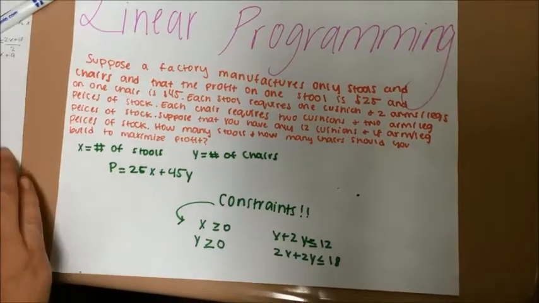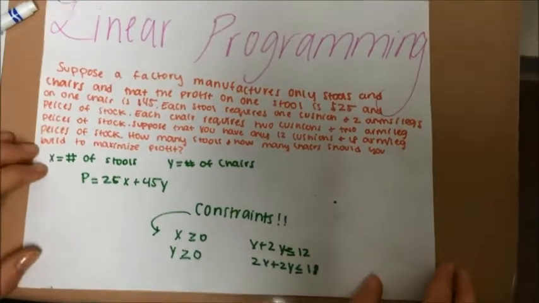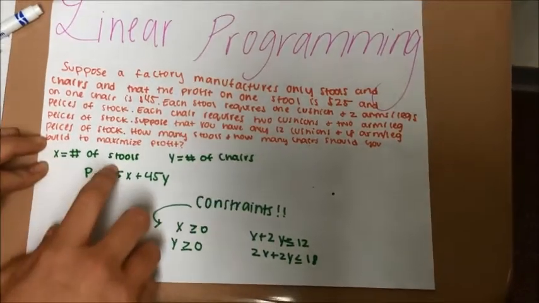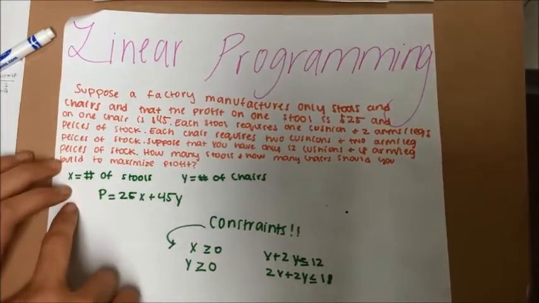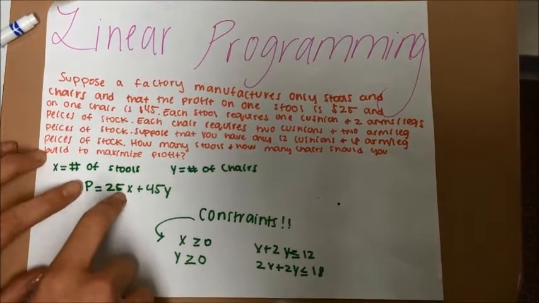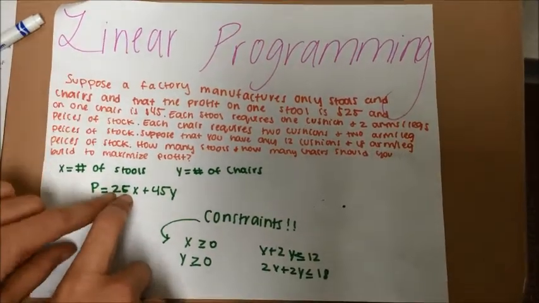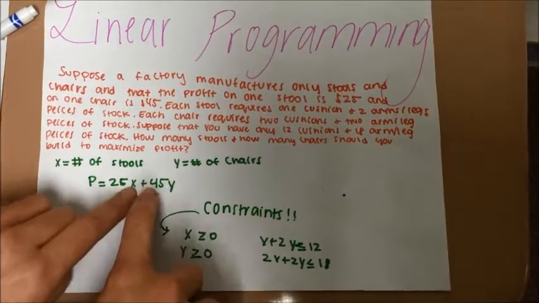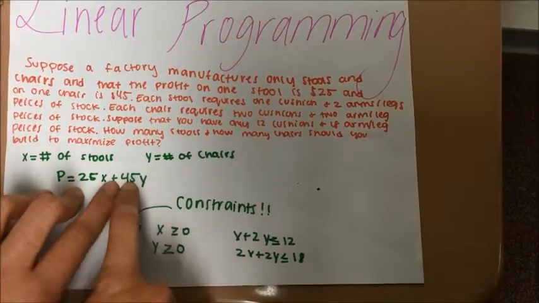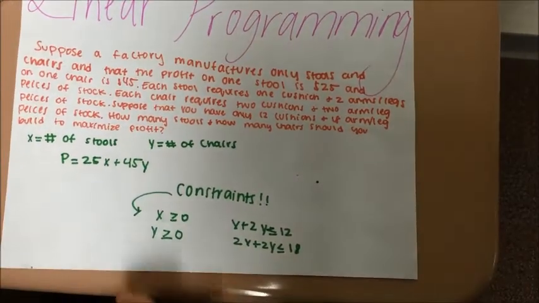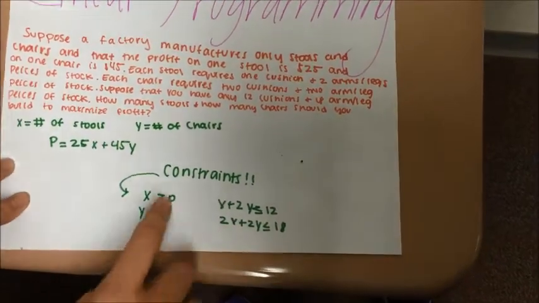So first, you need to find your variables. Here we have x is the number of stools and y is the number of chairs. From there, you need to write your objective function. Our objective function would be each stool is $25 plus each chair is $45. From here, you need to write your constraints.